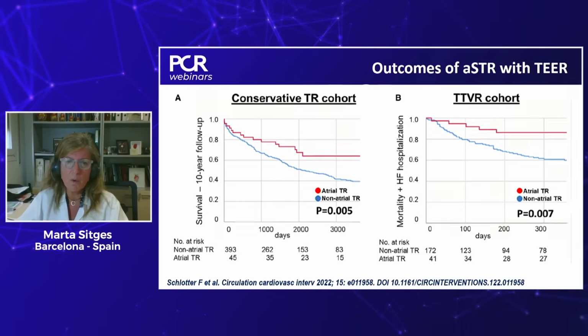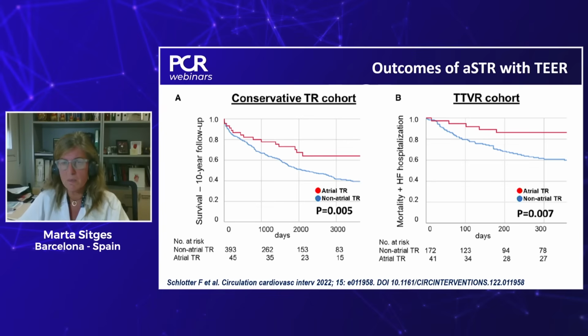We have recently, and this slide was also shown by Professor Badano, but I want to show you the change in prognosis with the intervention. We have learned from Professor Badano that atrial secondary tricuspid regurgitation has a better prognosis as compared to the other form, ventricular secondary tricuspid regurgitation. But also, if you compare the two cohorts, the conservative and the transcatheter cohort, which are those patients who underwent intervention, look at the significant difference in the prognosis of these patients. If we treat these patients, they have a very good outcome with transcatheter therapies.